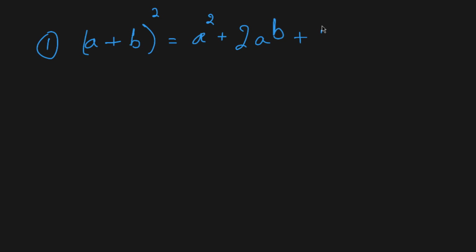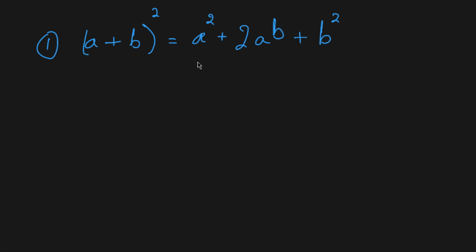So the first identity we are going to use is a plus b whole squared, finding square of a binomial. So a plus b whole squared is equal to a squared plus twice of ab plus b squared.